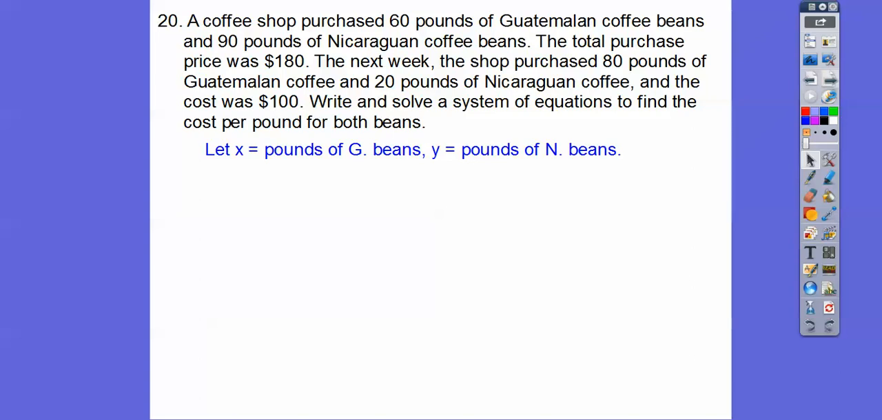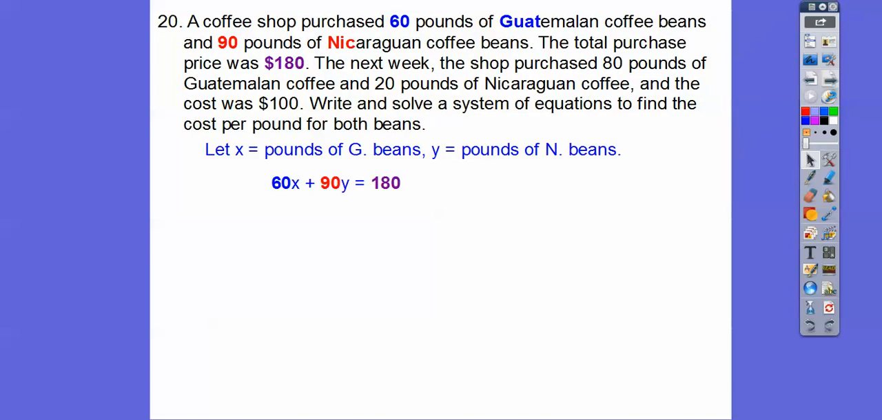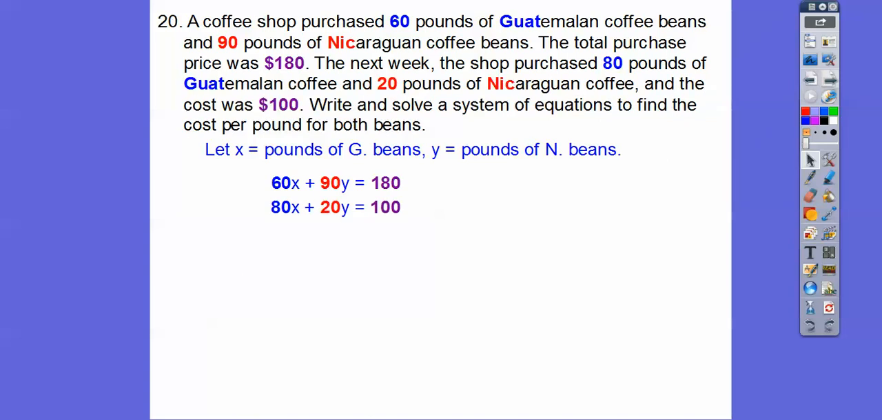They told us that we had 60 pounds of the Guatemalan and 90 pounds of the Nicaraguan, and that totaled $180. So there's one equation. The next one says we have 80 Guatemalan and 20 Nicaraguan, and that's 100. Now we can make these both match, and just think of a common multiple of 60 and 80. I'm thinking 240. 6 and 8 is 24, they both go into 24. And then 90 and 20, well, 9 and 2 is 18, so I think I chose 180 for the 90 and 20.